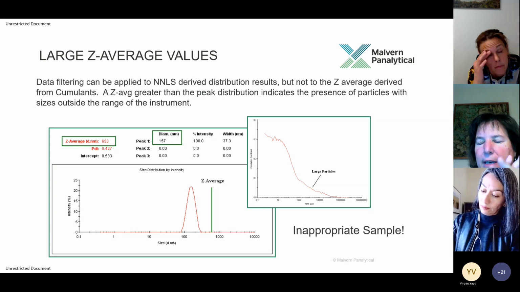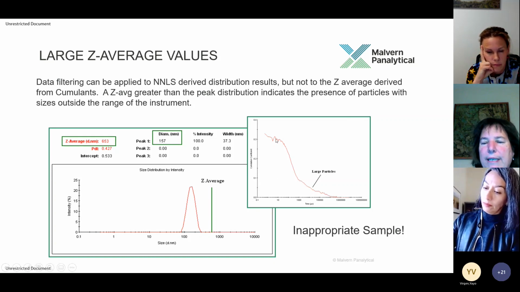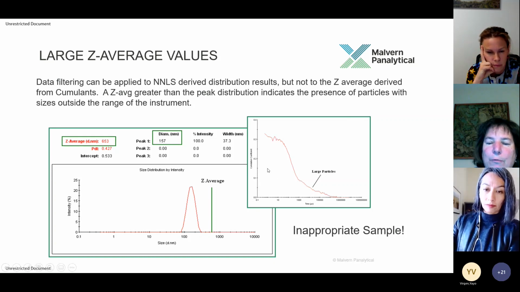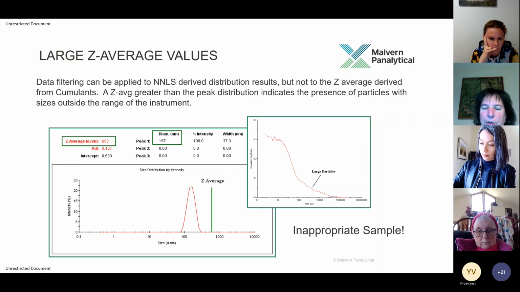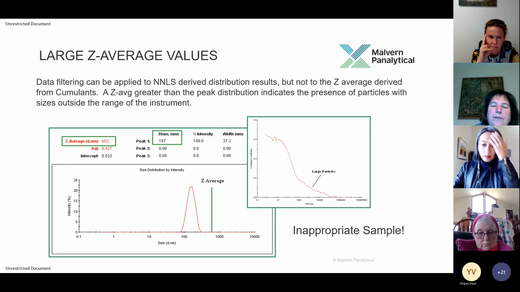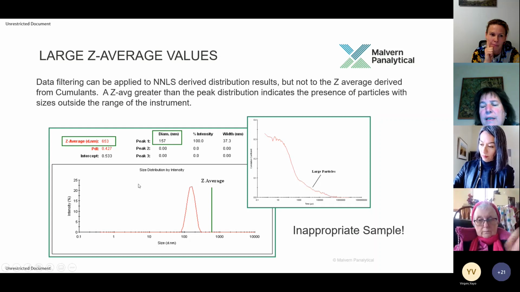But as it is right here, with really large particles that don't come down to baseline, noise at the beginning, not really very good signal to noise, and then this Z average being higher than the peak from the distribution fit, that tells me that these are results I really can't use. This sample, as it is, is really inappropriate for a dynamic light scattering measurement.